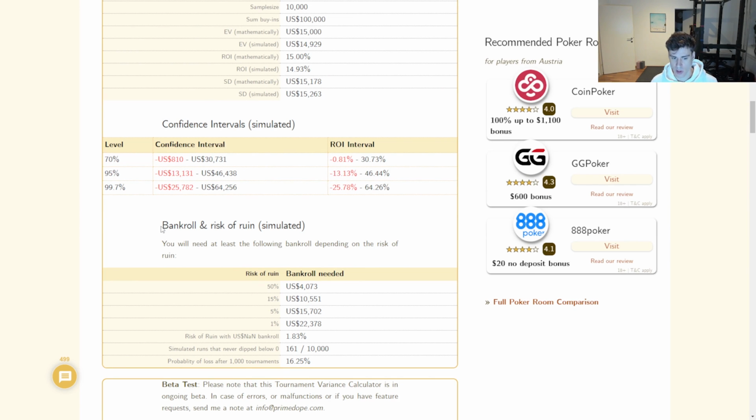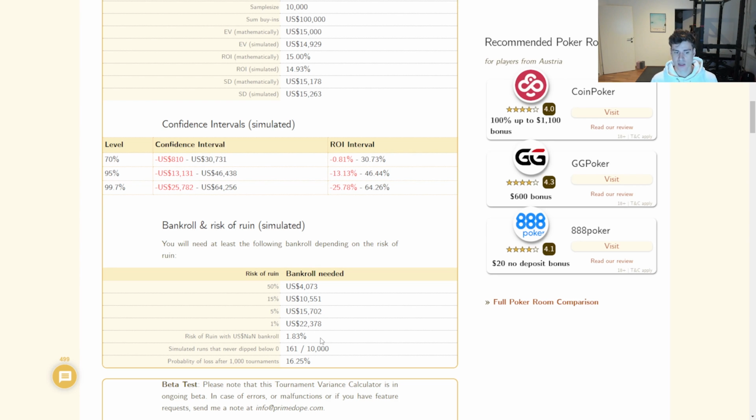So first of all, we have entered that we played 200 runner tournaments with 9% rake, 15% paid, and we expect we have a 15% ROI. And with the $20,000 bankroll that I entered at the top of the page, we have a risk of going broke in 1.83% of the time in these simulations.